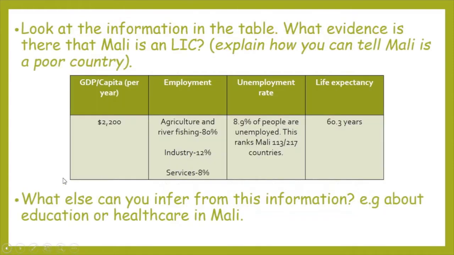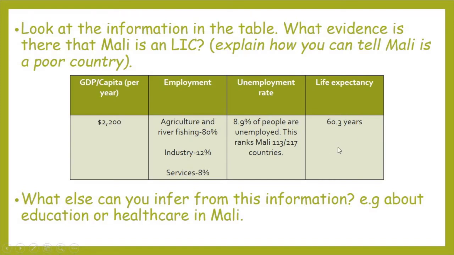A common exam question they might give you is a data table like this, and they would ask you to infer from the data table how you know Mali is an LIC. So, on average, people earn $2,200 per year, GDP. Employment structure is here. The unemployment rate is here, and the life expectancy is here.